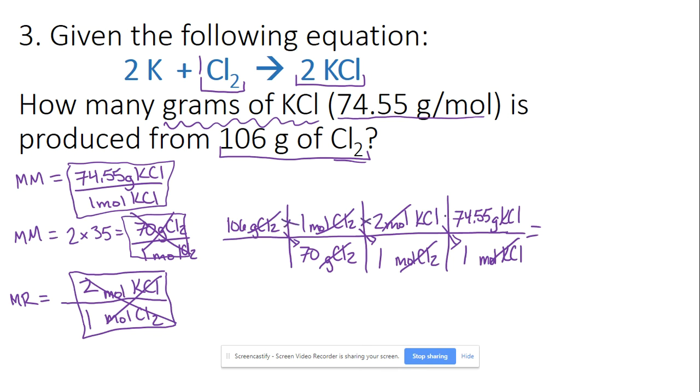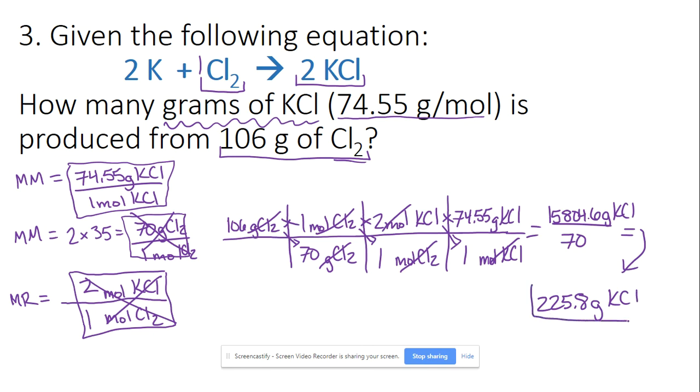106 times 1 times 2 times 74.55. That will give us 15,804.6 grams of KCl. And on the bottom, 70 times 1 times 1 gives us 70. We divide, and that will give us a final answer of 225.8 grams of KCl. Again, when we're going from grams to grams, that's going to be the longest conversion that you're going to have.